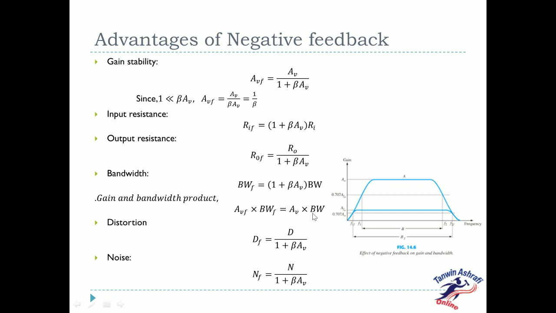Due to the negative feedback in an amplifier, the upper cutoff frequency is increased by a factor of 1 plus beta times AV, and the lower cutoff frequency is also decreased by 1 plus beta times AV. These upper and lower 3 dB frequencies of an amplifier with negative feedback have a relation such that the bandwidth with feedback is equal to 1 plus beta times AV, multiplied by the bandwidth without feedback.